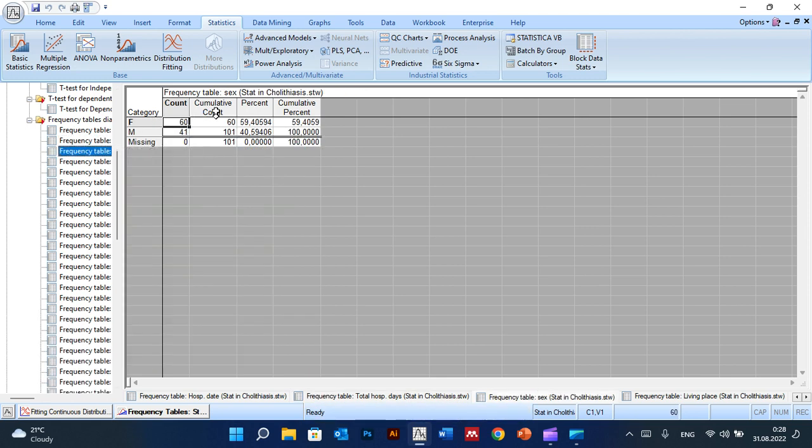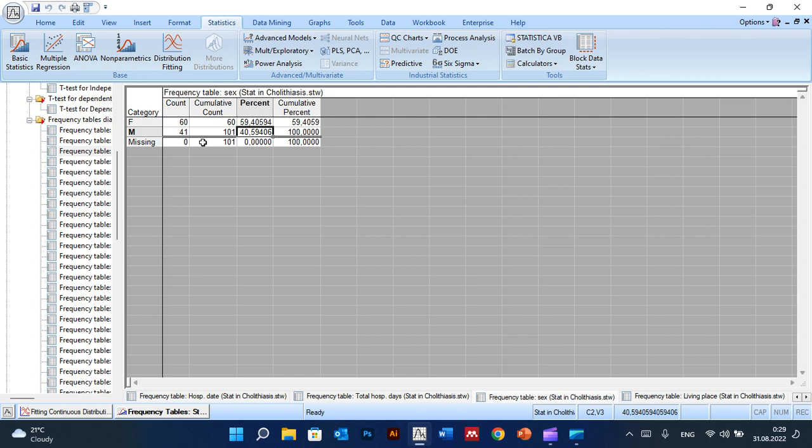We see here the sex. In the case of gender, there is only male and female. Yes, it is easy. We can describe it, and it does not take a huge part of our paper. When we describe this data, it may take 2-3 lines maximum in the results or the materials and methods. So you say that there are 60 females in our sample, and they make up about 59% of the whole sample. And the males are 41, and the percent is 40.59. So there is no missing data.